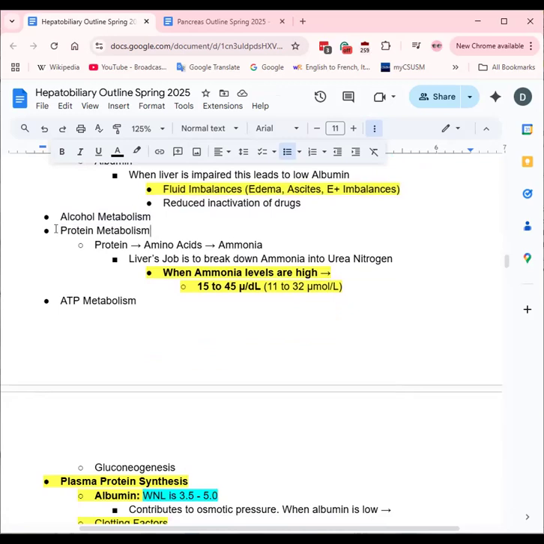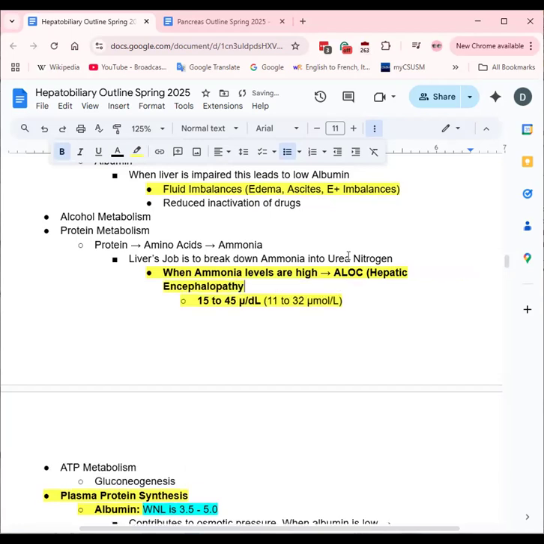And right here is the protein metabolism. So one of the big things with people with liver disease is that they have a risk of having high ammonia levels. Usually when their levels of ammonia are high, what do you expect to see from them? Altered level of consciousness, yes. So that's called hepatic encephalopathy. Hepatic meaning relating to liver, encephalo means head, pathy means disorder of. So essentially this is saying hepatic, liver-related confusion.